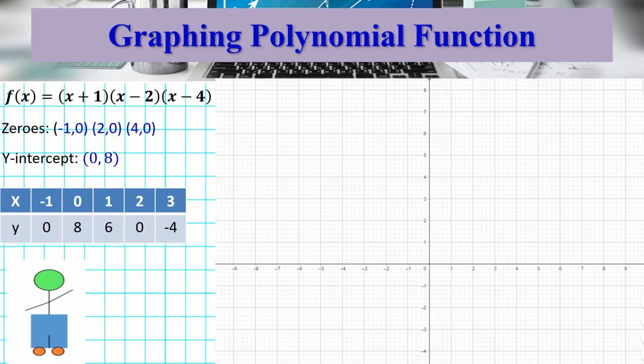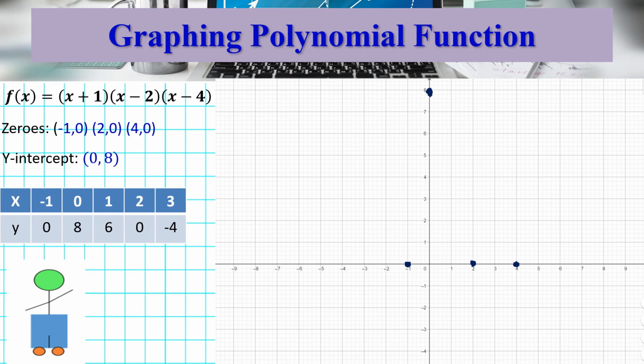So, let us plot this graph. We have the zeros of the function at (-1, 0). And next, we have (2, 0). Plot mo muna lahat ng zeros. And then, another one is (4, 0). Next na ipa-plot is yung y-intercept. We have (0, 8). So, (0, 8) is here. 8 yung value ng y and 0 yung x.